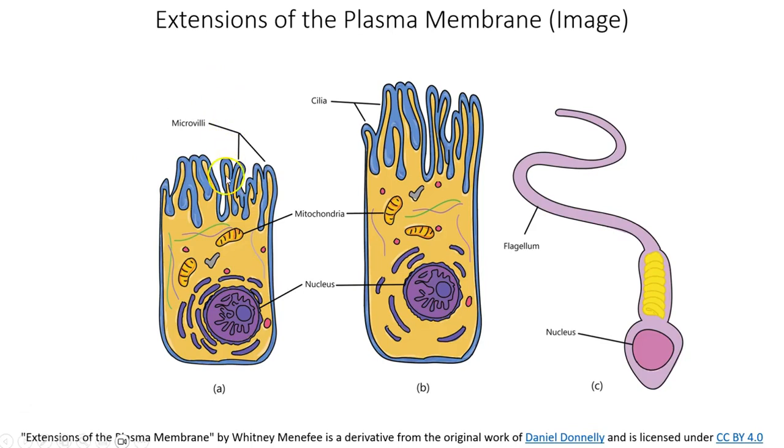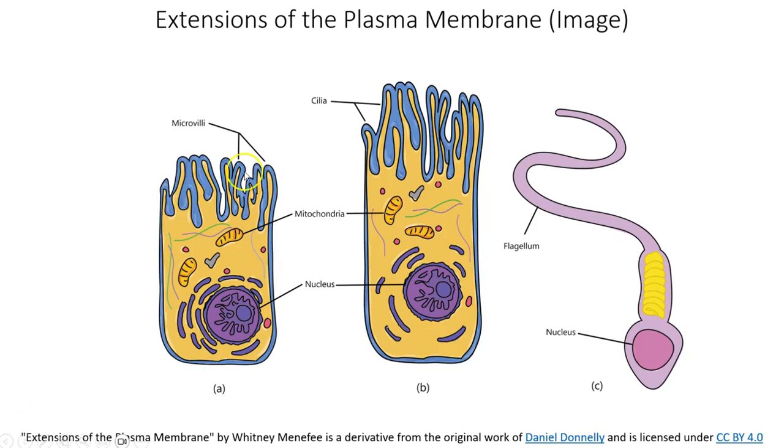So this is kind of what some of these structures can look like. Over here on the left, we see these microvilli. These are folds in the surface. Again, we saw this last week with the small intestine. Here in the middle is a representation of cilia. I know this diagram makes it look very similar to the microvilli, but they are different structures with different purposes.